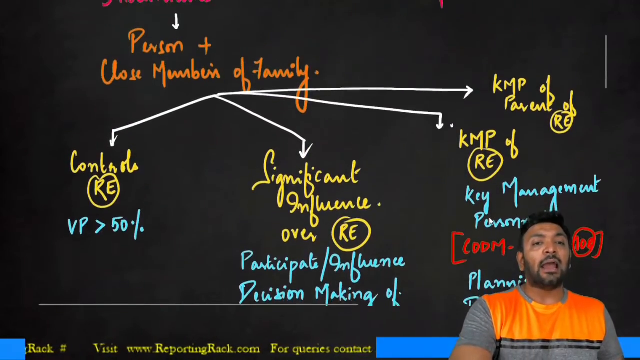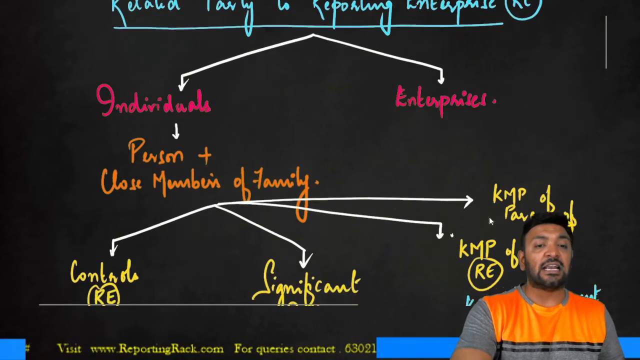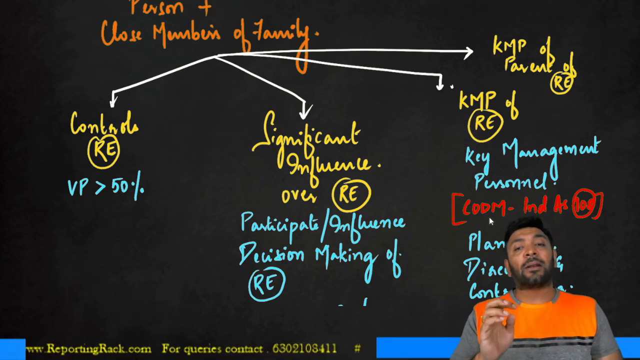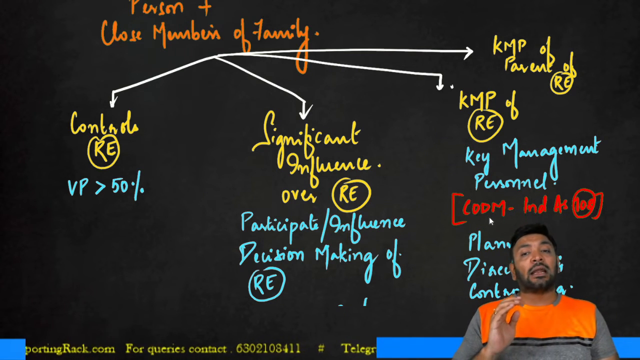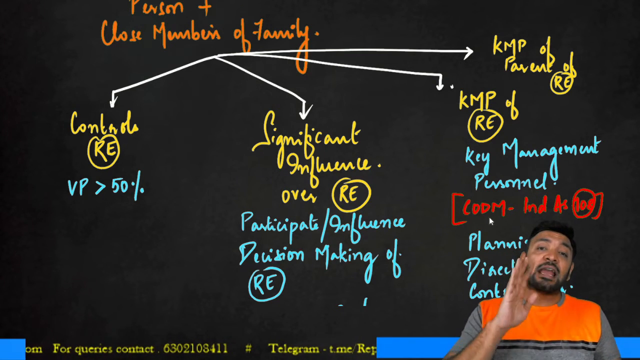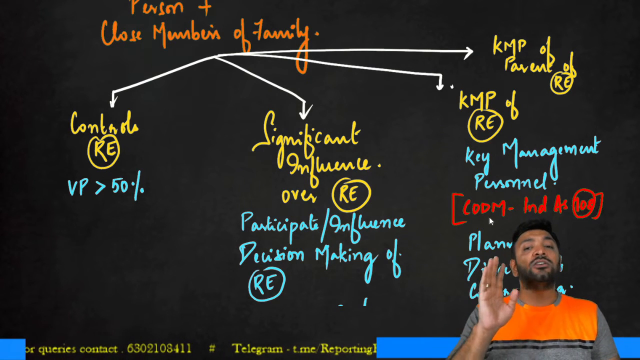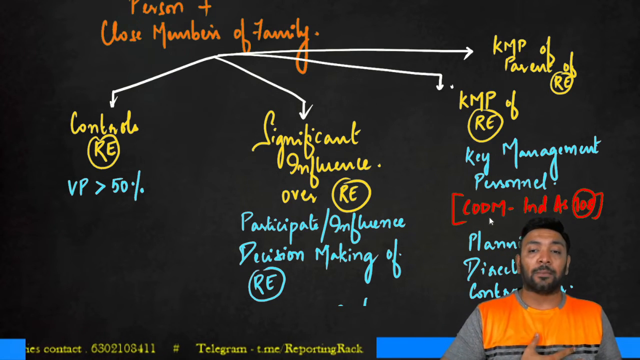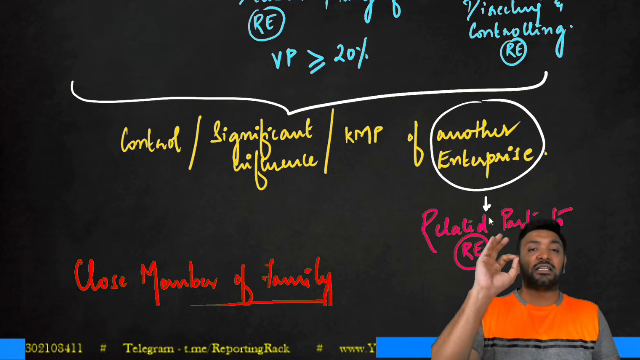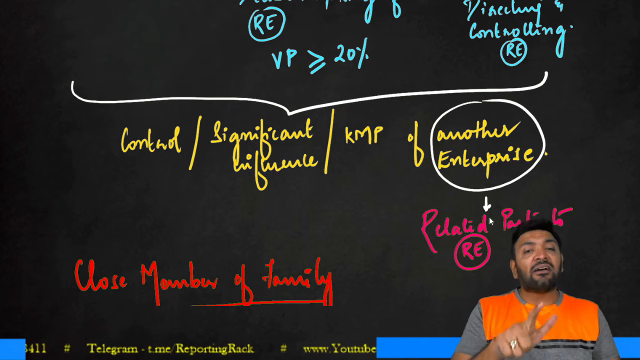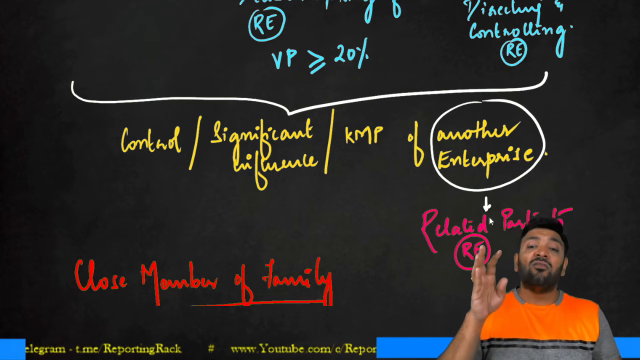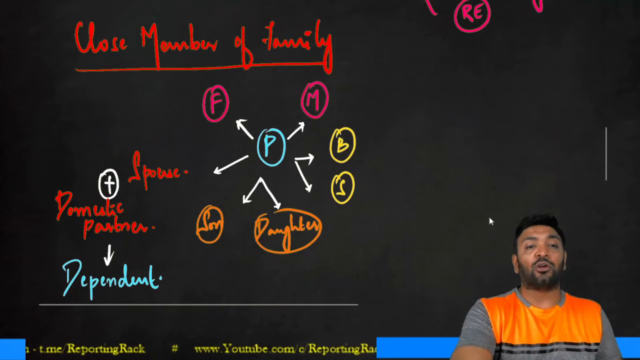So what did I say? A person or an individual can be considered as a related party if he, together with his close members or family, either control the reporting enterprise or have a significant influence over the reporting enterprise, or they are a KMP of the reporting enterprise, or also they could be a KMP of the parent of the reporting enterprise to be called related parties to the reporting enterprise. And I said, an enterprise in which these individuals mentioned above either control or have a significant influence or is a KMP, then such enterprise, another enterprise, will also be considered as related parties to the reporting enterprise.